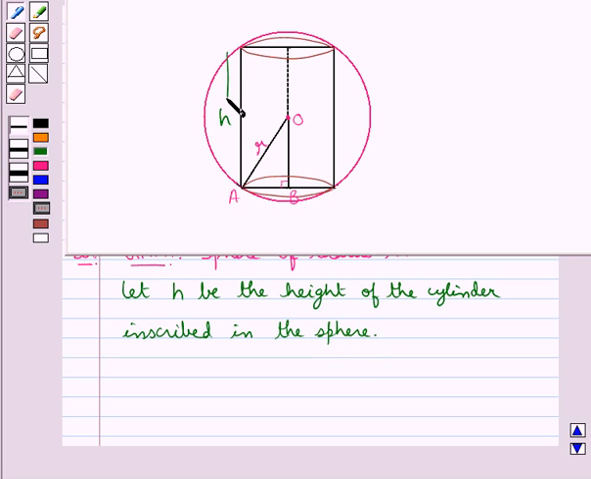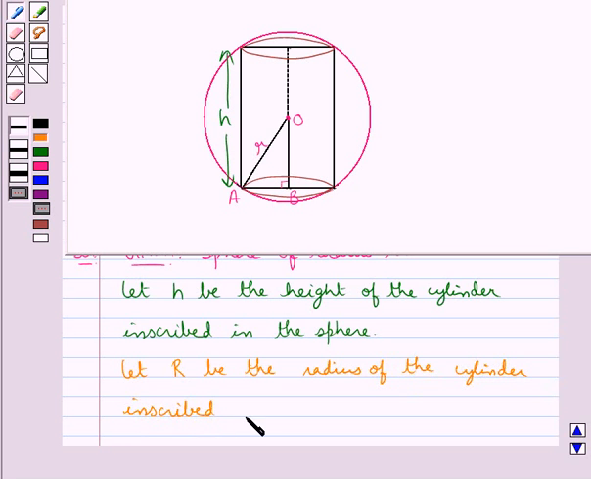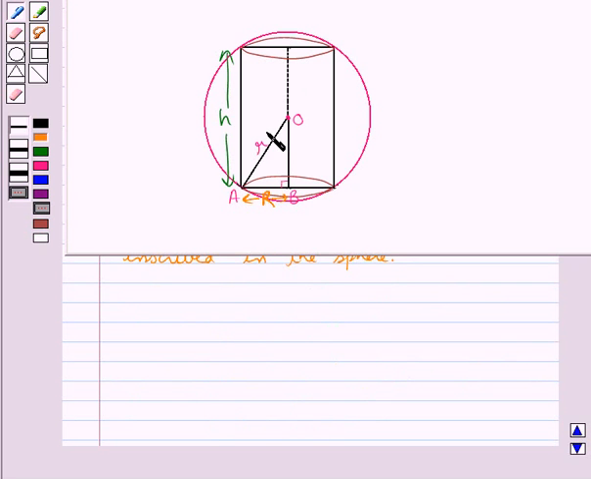So this is H, and let this capital R be the radius of the cylinder inscribed in the sphere. So this is capital R. In this figure we have OA equal to small r, AB equal to capital R. Now since the height of the cylinder is H, this OB would be equal to H by 2.